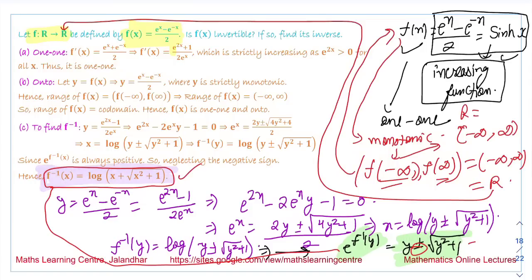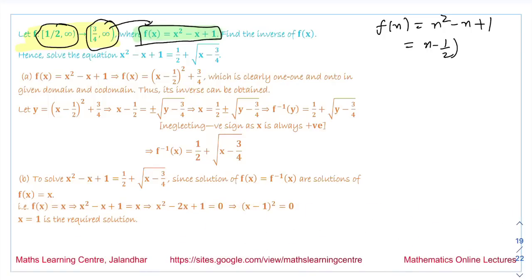Now in this next question, we are given that f is a function defined from the closed interval 1 by 2 to infinity to the closed interval 3 by 4 to infinity. The function is defined as f(x) is equal to x square minus x plus 1. Now on this domain and for this codomain, this function is both one-one and onto. Now we have to find the inverse of this function. So when we look at this function, f(x) is equal to x square minus x plus 1, and we can write this as x minus 1 by 2 whole square plus 3 by 4.